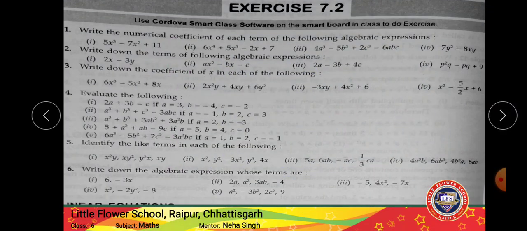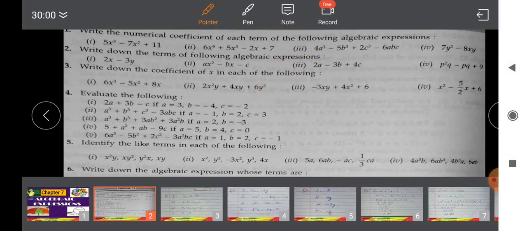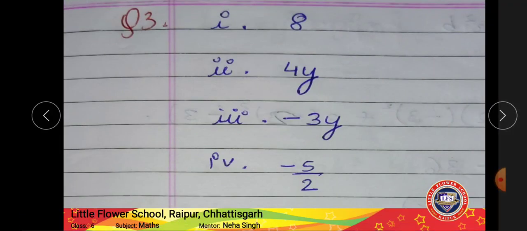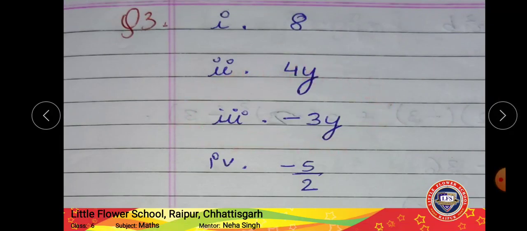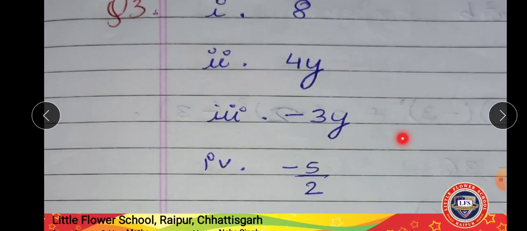Similarly, the third one, what is it? See, minus 3xy plus 4x square plus 6. Here it is x, excluding x, what is left? Minus 3y. So minus 3y is the coefficient of x in the third question. Understood? Similarly you are going to solve the rest.